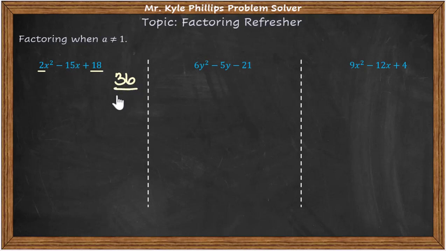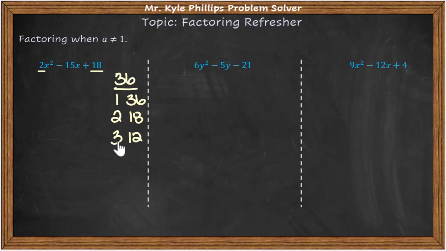So let's look at 1 and 36. Can I combine these in any way to create 15? Not really. Okay, let's go to the next one. What about 2 and 18? Can I combine these in any way and get 15? No, you can't. All right, what about 3 and 12? Can I combine these in any way to get 15? Yes, I can. Now, think about this.